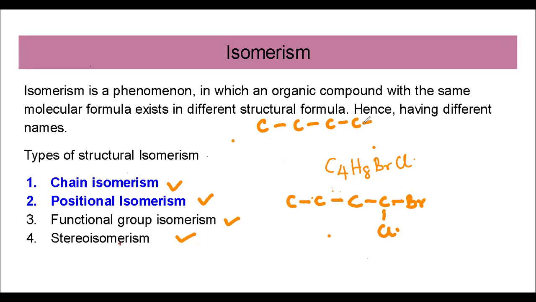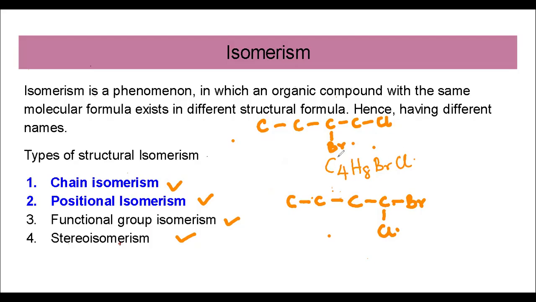and have them on different carbon atoms, chlorine here. So you can see one is taking the position of the first carbon, the second one is taking the position of the second carbon. Same compound, one chlorine, one bromine, but on different positions. That is positional isomerism. So you can change the position of your functional group.